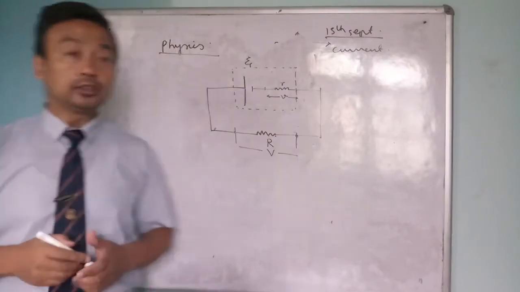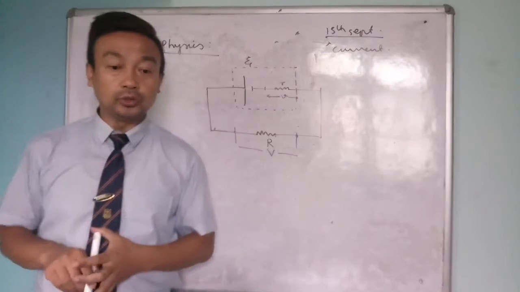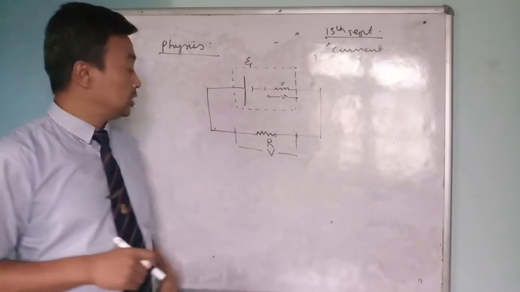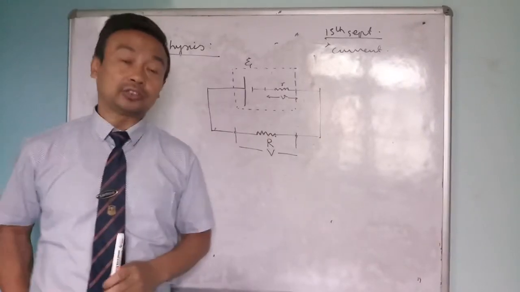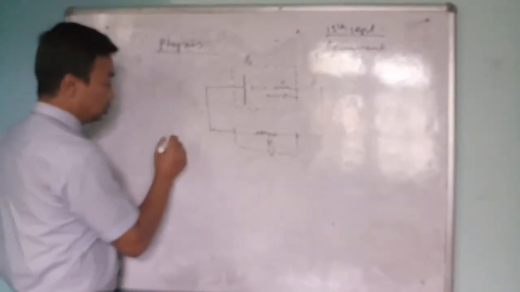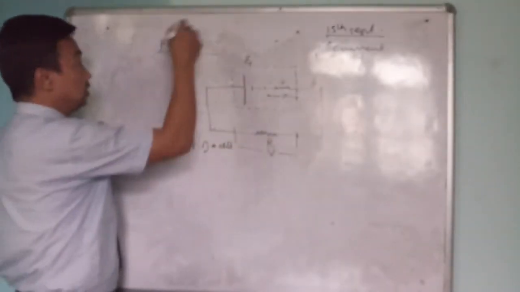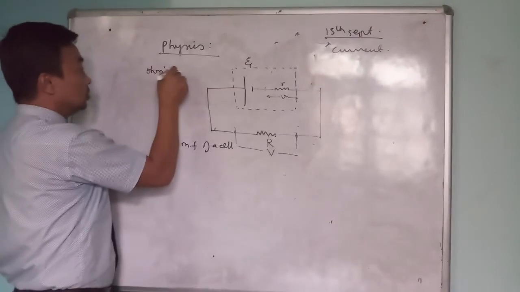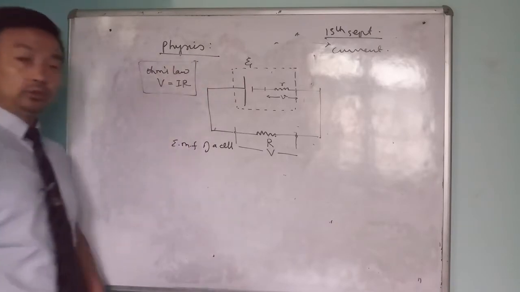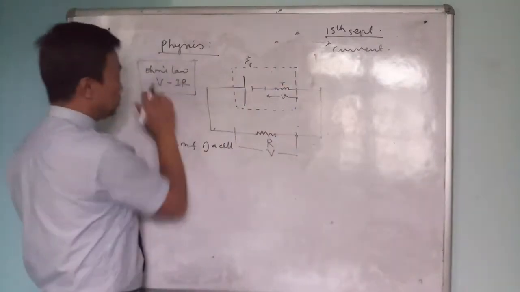Now, let a cell which has EMF of epsilon be used to send the current I in the external circuit with the resistance R. We know Ohm's law, which we have already understood: V equals IR. The same thing will be applied here. Now what will be the EMF for the entire cell? That is the potential difference, epsilon.